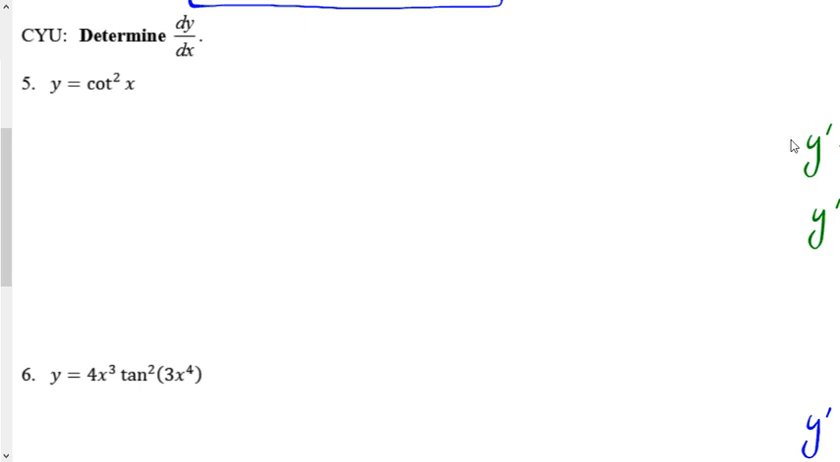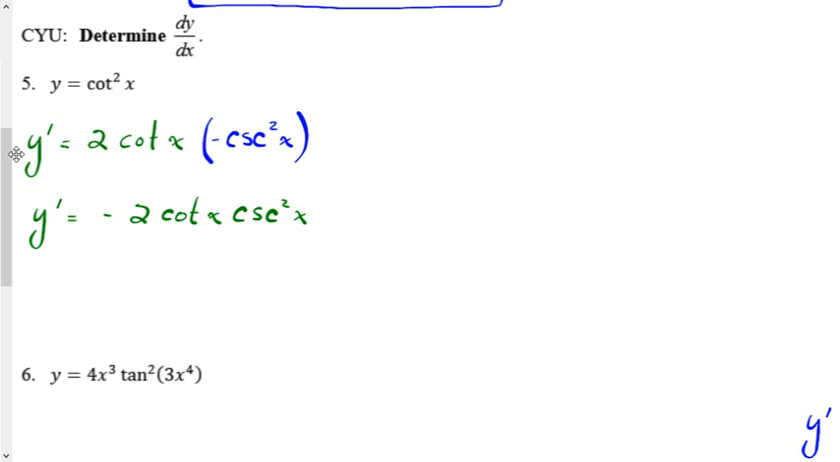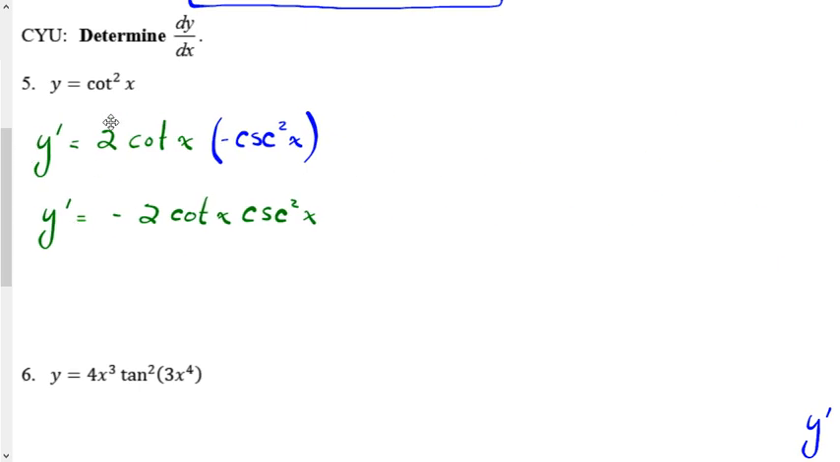Cotangent squared x. We have a chain rule. Bring down the 2. Keep the inside function, cotangent x, unchanged, times the derivative of cotangent x, which is negative cosecant squared x. And I just rearranged the terms, not critical, but that's what I did.